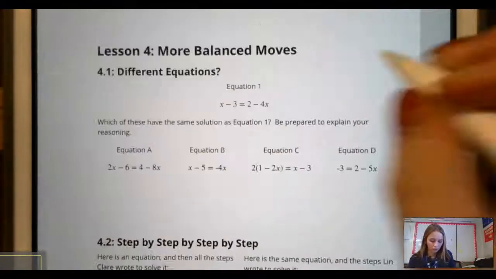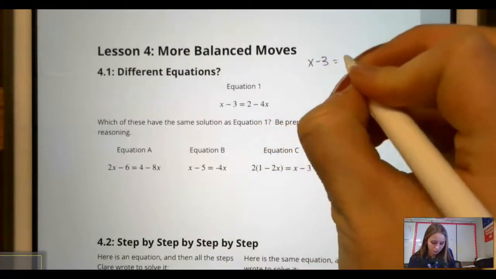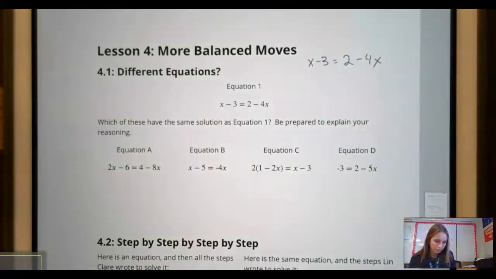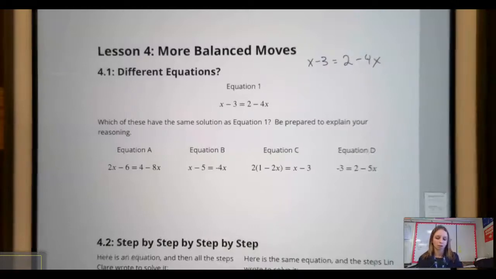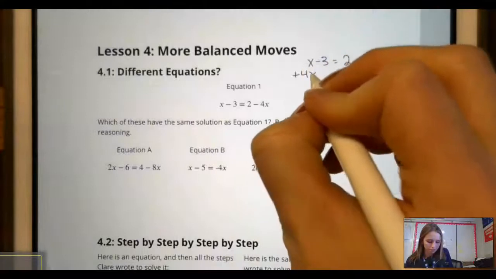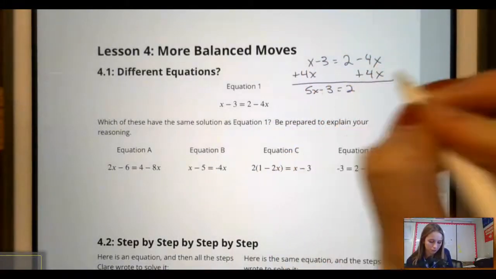So, I'm going to rewrite this and solve for x. So x minus 3 equals 2 minus 4x. Now I want to keep my x variable positive. So I'm going to add 4x to both sides. And I end up with 5x minus 3 equals 2.